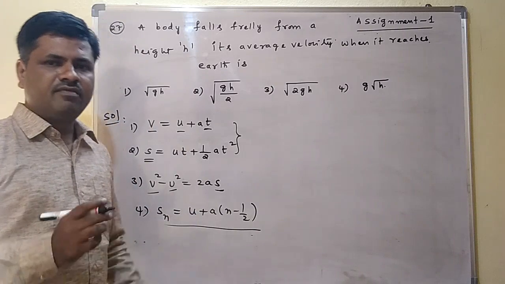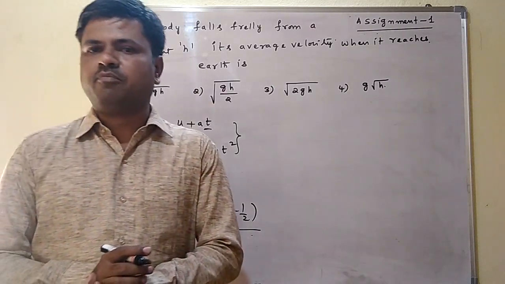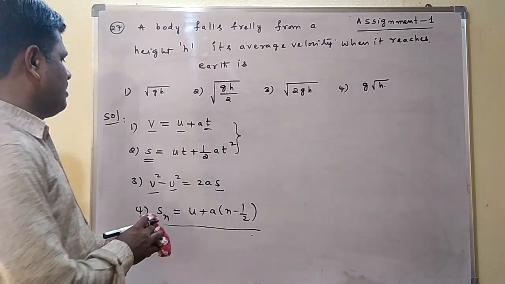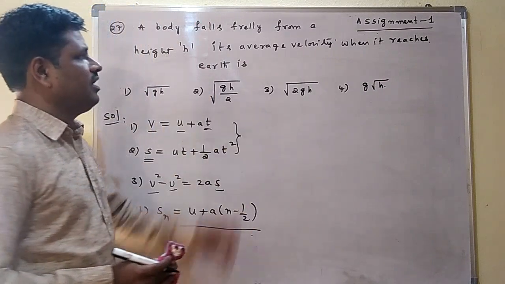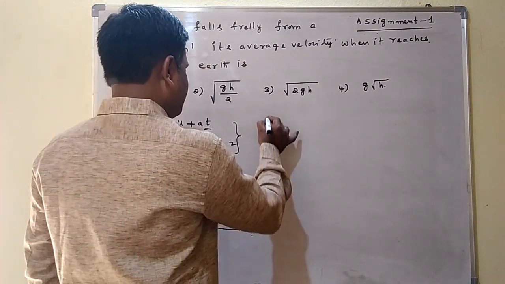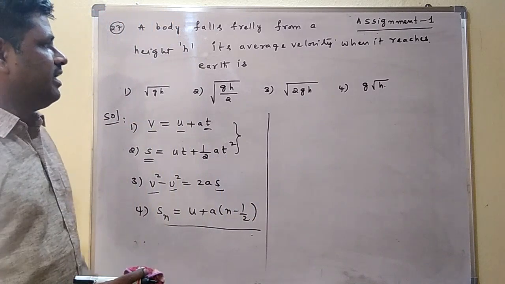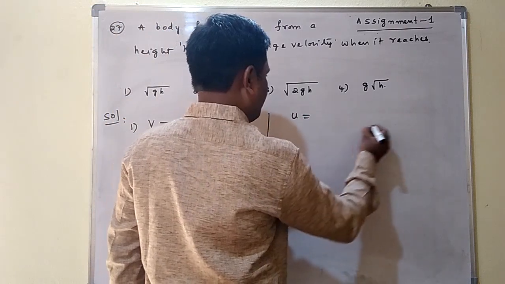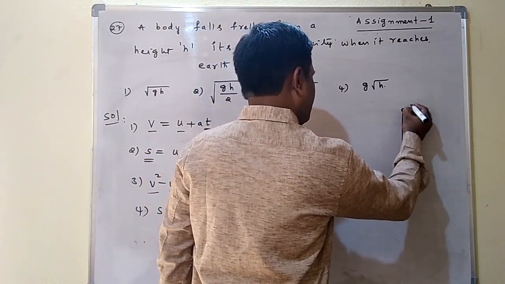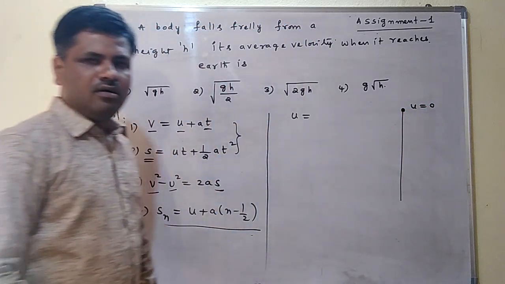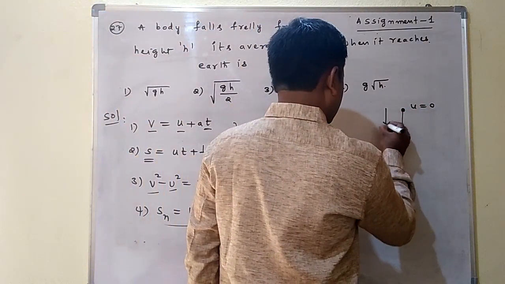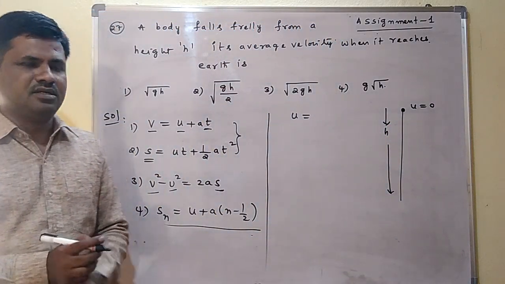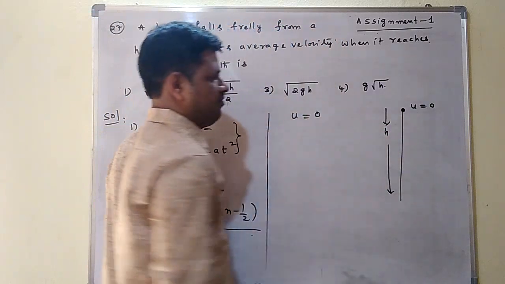Among these four equations, which equation we have to use is very, very important here. See there. Here a body falls freely from a height h. They are asking for its average velocity when it reaches the earth. The body is freely falling, so the initial velocity is 0. It is falling from height h. Initial velocity is 0. Here we have to find the final velocity.